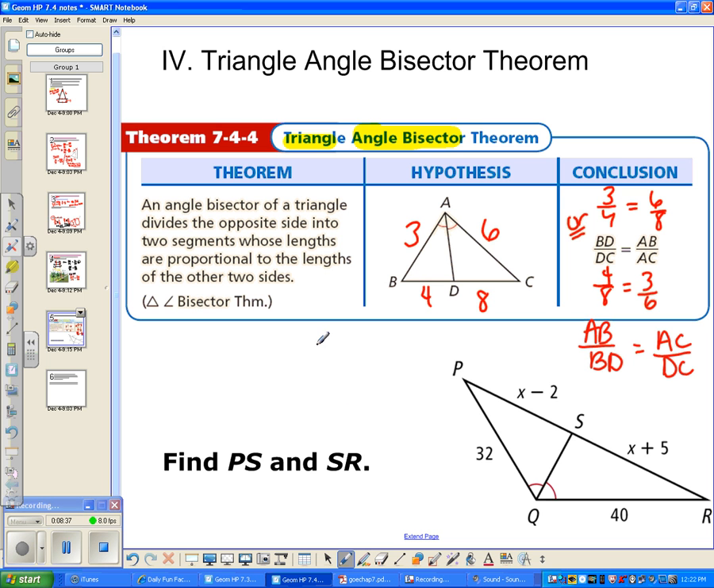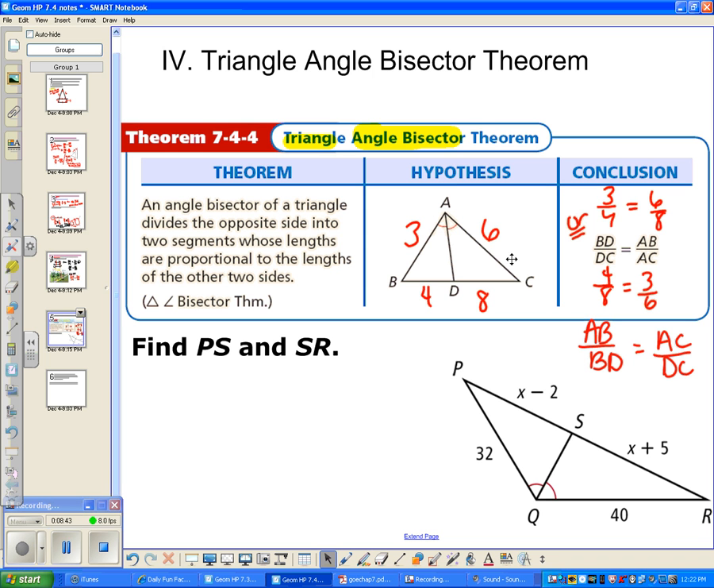Okay, so this is where we can get a little bit more complex. Again, you're just kind of seeing the pattern of the different corresponding sides. So this one, let's find PS and SR. I'm just going to do one for now. I'm just going to do PS. Okay, so PS is this part. This is what I want to find.